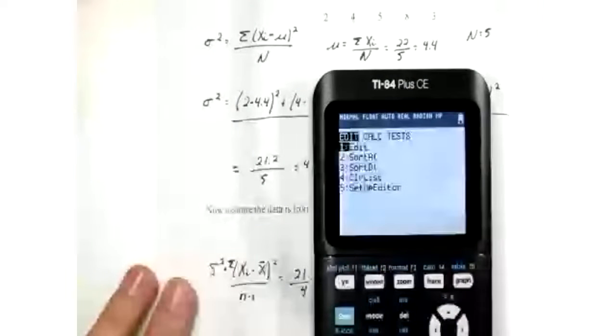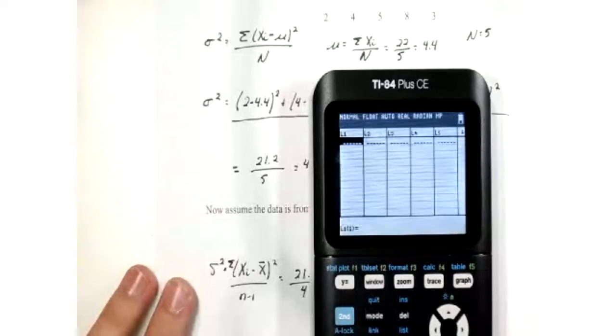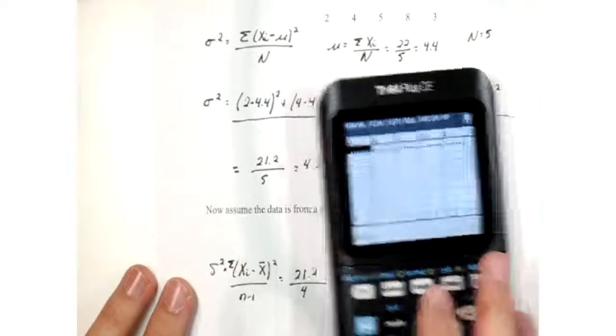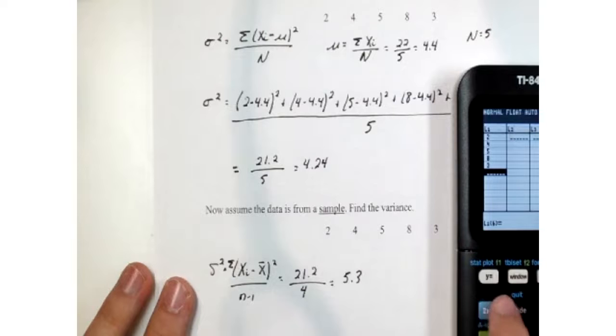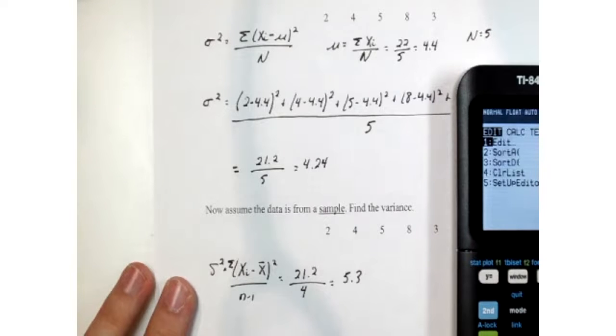You didn't have to do that. You could have just put it in a different list. It doesn't matter. So then I want to enter in those numbers. I hit 2, 4, 5, 8, 3. Everyone think they could enter the numbers in their calculator like that? Cool. So then go second, quit, and go stat, calculate.